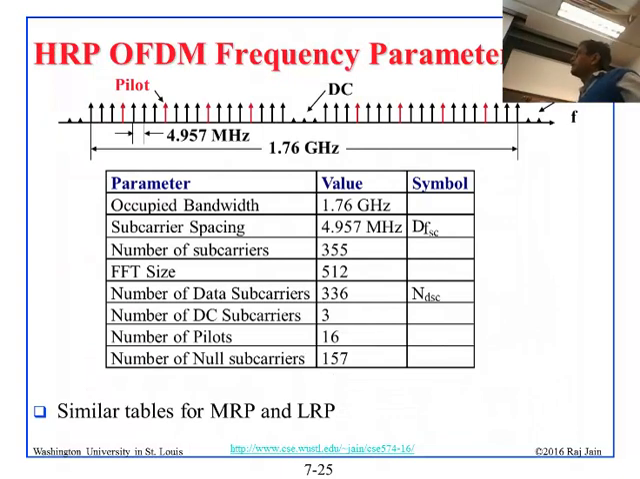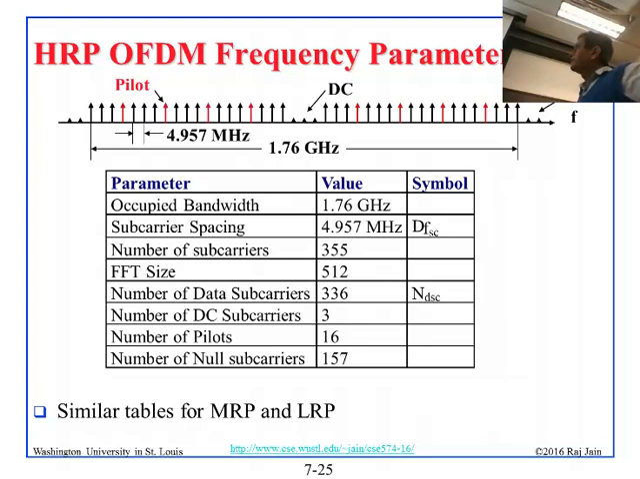So here we are now going to talk about time. In this slide, we are talking about the frequency so far. The next slide will be time domain. So here, all we are given is 1.76 gigahertz, and we decided that we will use the spacing of this. So we get the number of subcarriers, 355. Of course, the FFT size will be 512, because we know that, right? Power of 2.